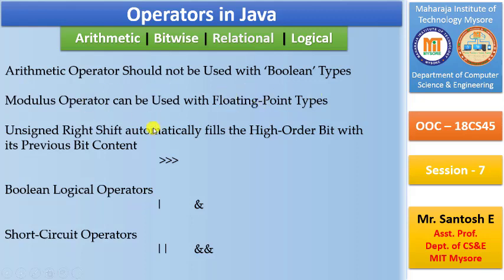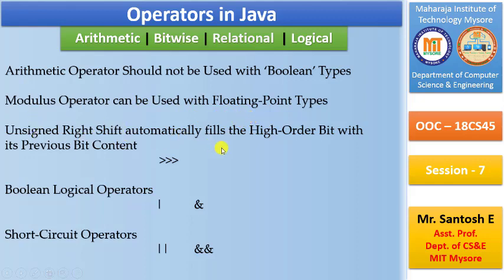The second is the modulus operator, which we have come across in the arithmetic operators. In C and C++, the modulus operator was used only with integer data types. It can be short, int, or long, but the modulus operator was not made to be used with floating point numbers. But in Java, you can use the modulus operator even for floating point numbers. Hence, make a note of this also.